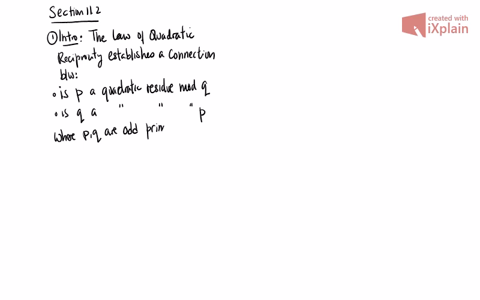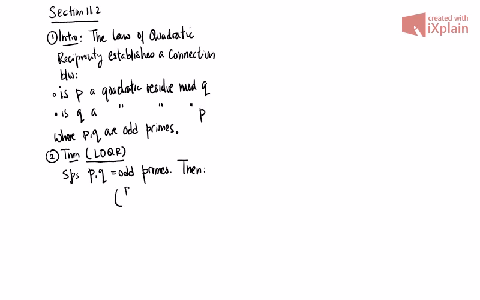I'm not going to prove this theorem. The proof is fairly lengthy. It has some lemmas that are also fairly lengthy, so it takes some time. But what I do want to do is give the theorem. So I'm going to abbreviate this LOQR for law of quadratic reciprocity. What it says is the following: suppose that p and q are odd primes. I'm going to state the way the theorem is formally given and then the way we'll actually use it.